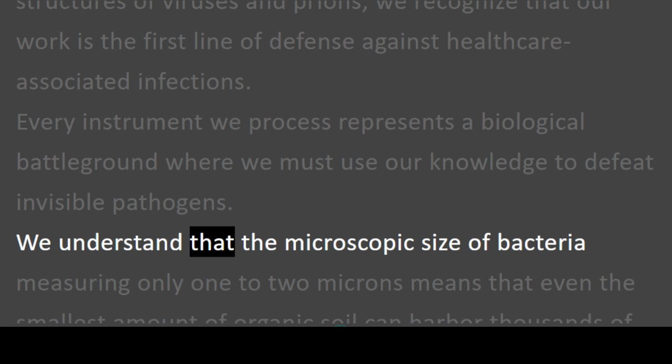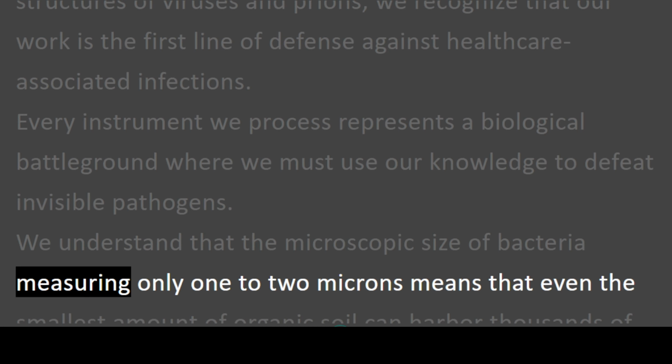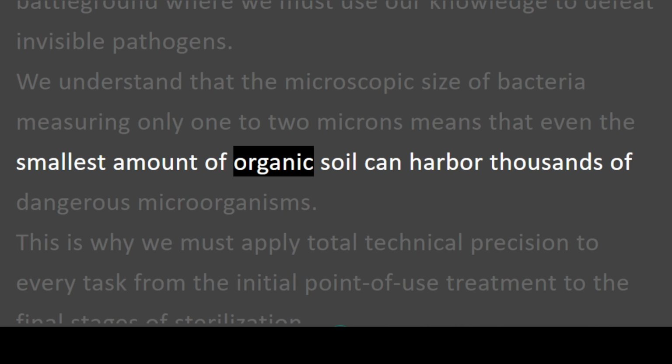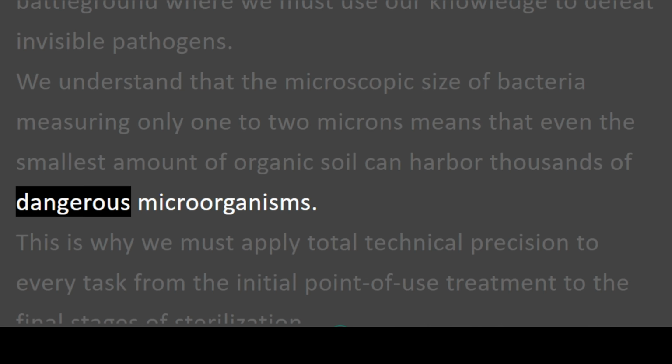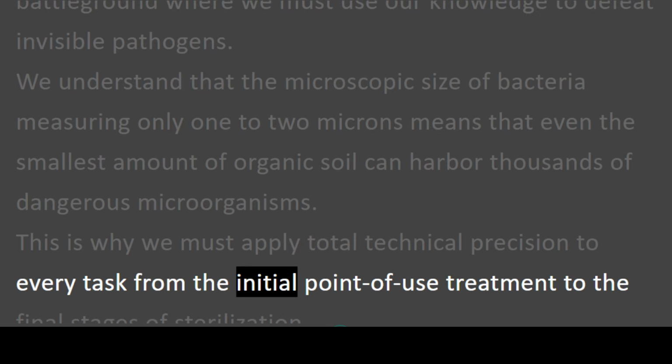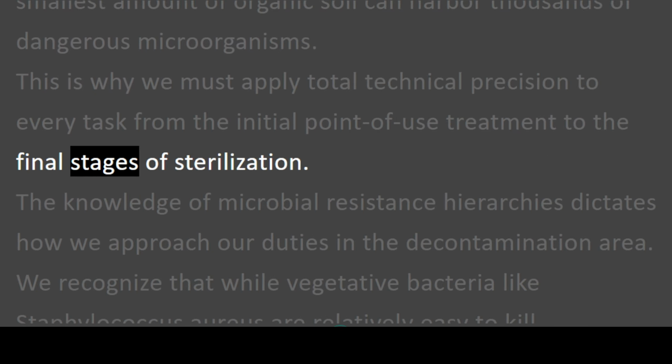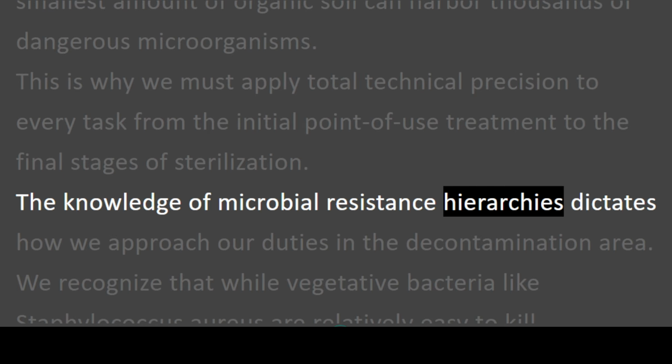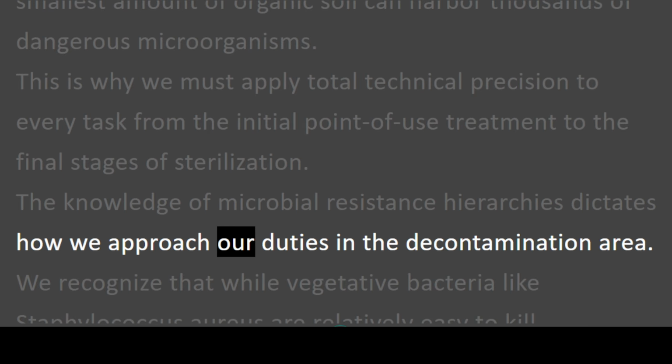We understand that the microscopic size of bacteria, measuring only 1 to 2 microns, means that even the smallest amount of organic soil can harbor thousands of dangerous microorganisms. This is why we must apply total technical precision to every task, from the initial point-of-use treatment to the final stages of sterilization. The knowledge of microbial resistance hierarchies dictates how we approach our duties in the decontamination area.